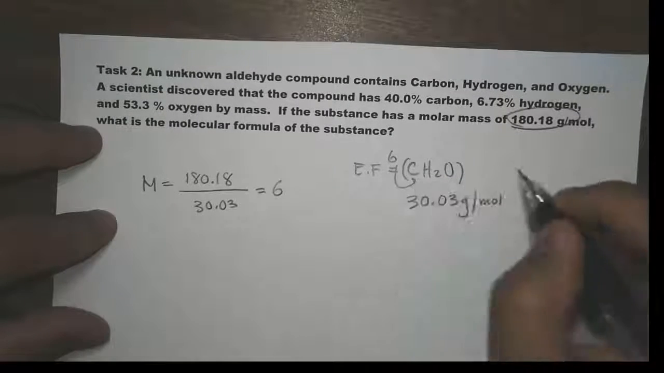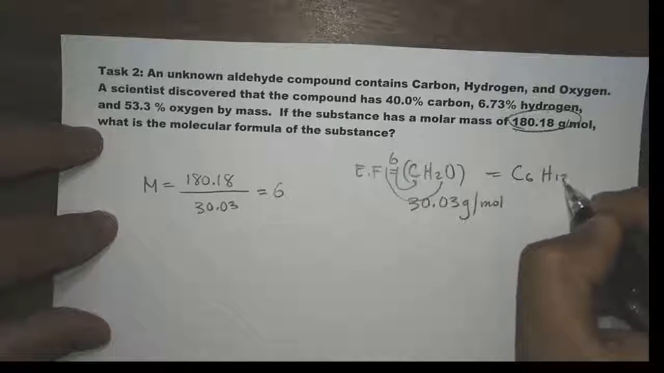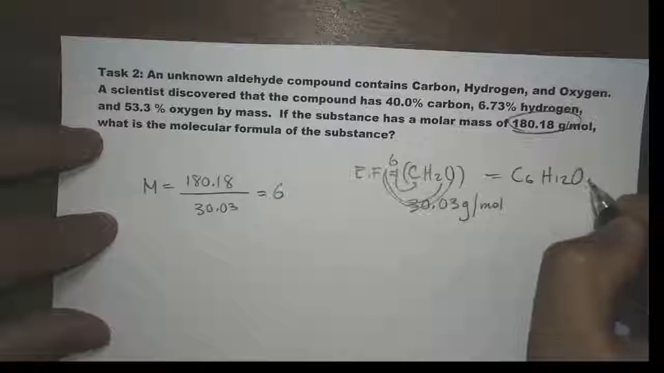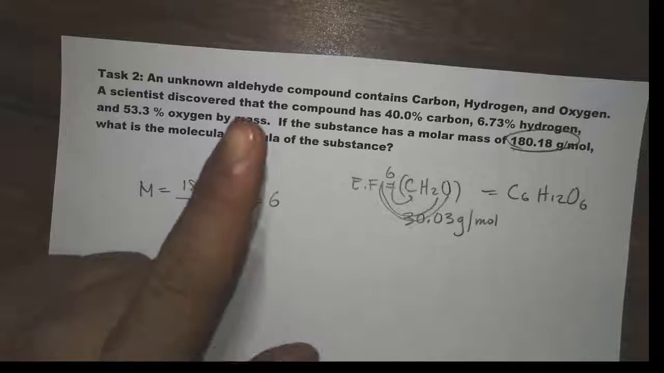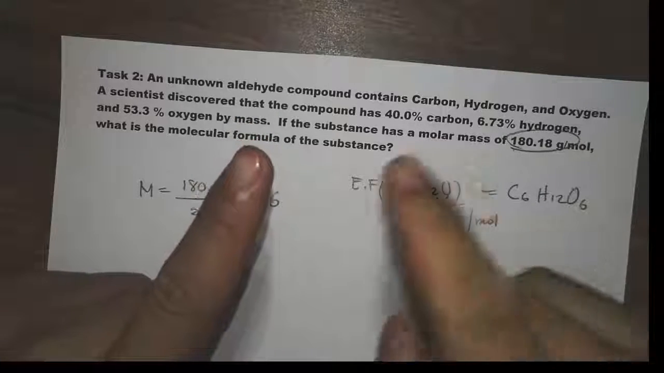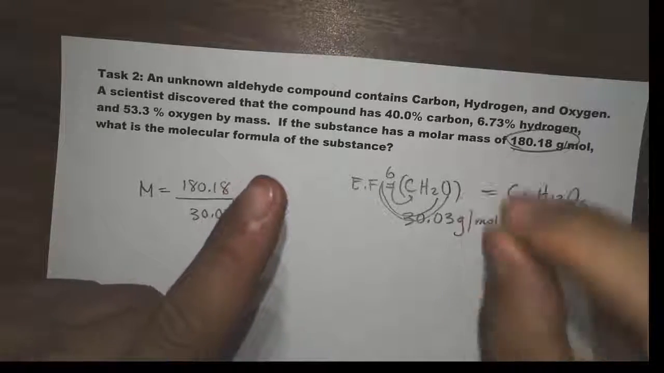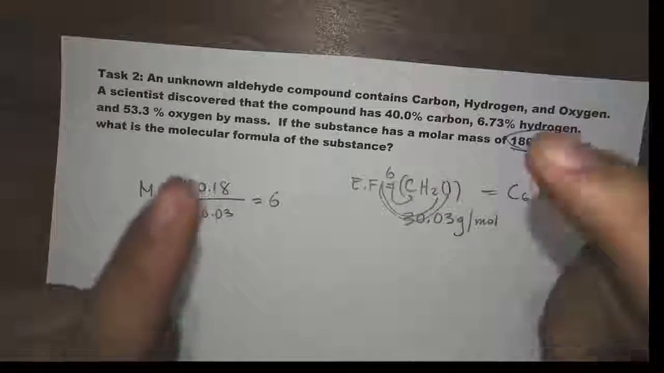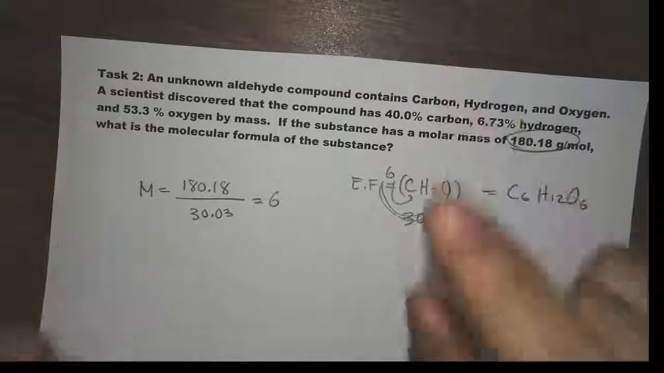That gives us 6 carbon, 12 hydrogen, and 6 oxygen. Isn't that easy? And that's all we have to do to find the molecular formula of any given compound. But first, we need to know the empirical formula so we can find the empirical formula molar mass. And secondly, we need to know the molar mass of the actual compound. Those are the information that we need to solve for the molecular formula.